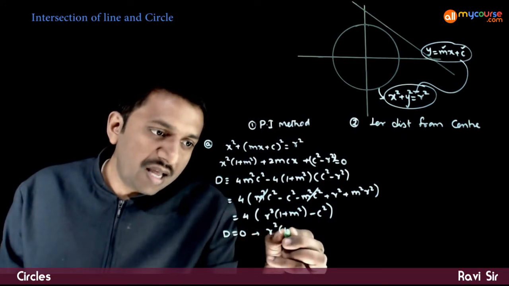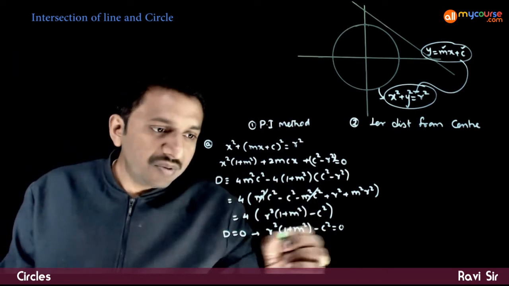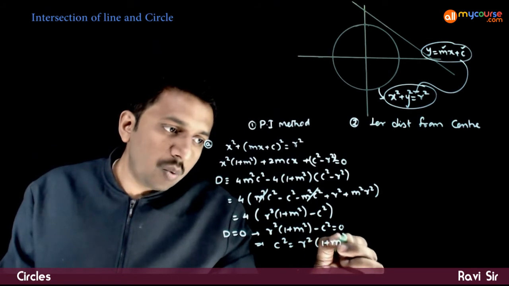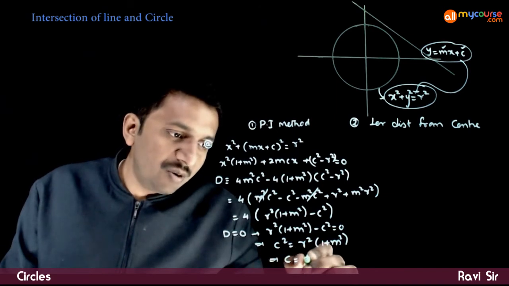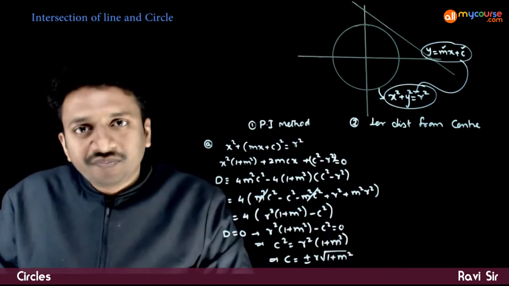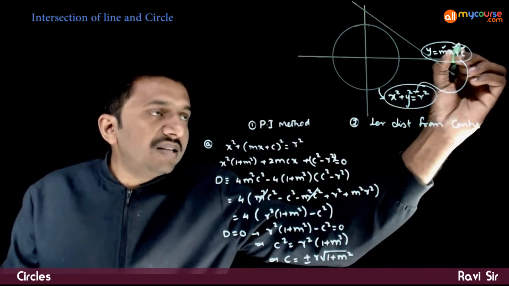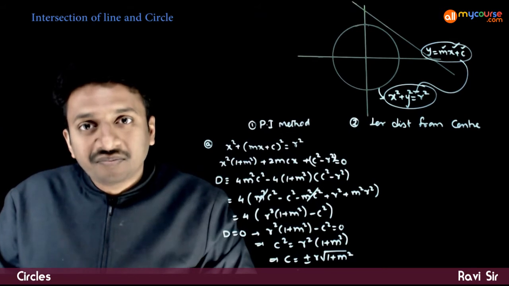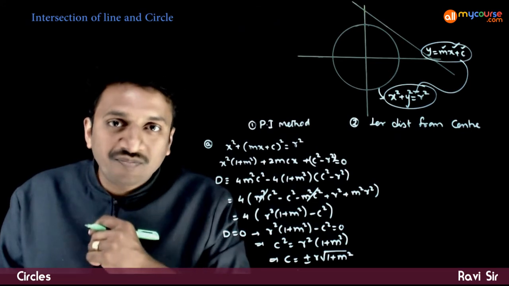So r square times 1 plus m square minus c square is equal to 0. This implies c square is equal to r square times 1 plus m square. This implies c is equal to plus or minus r root 1 plus m square. So this is the condition for the line y is equal to mx plus c to be a tangent to the circle. C is equal to plus or minus r root 1 plus m square.